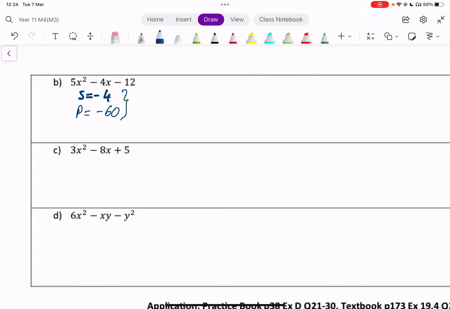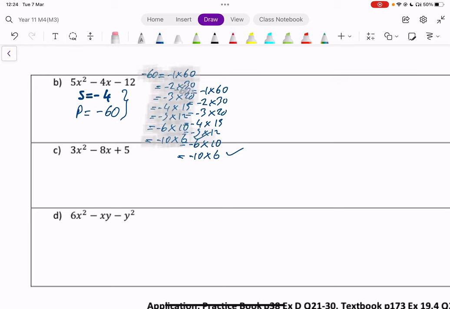I'm going to work through all the ways I can get minus 60. So minus 60 could be minus 1 times 60. It could be minus 2 times 30. It could be minus 3 times 20. It could be minus 4 times 15. It could be minus 5 times 12. And it could be minus 6 times 10. That doesn't quite work, but what would work would be minus 10 times 6. So minus 10 plus 6 would add to give you your minus 4.